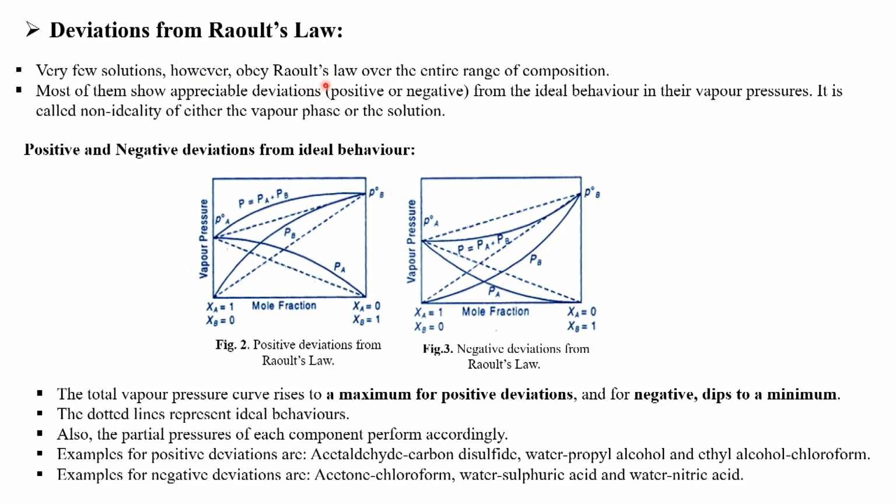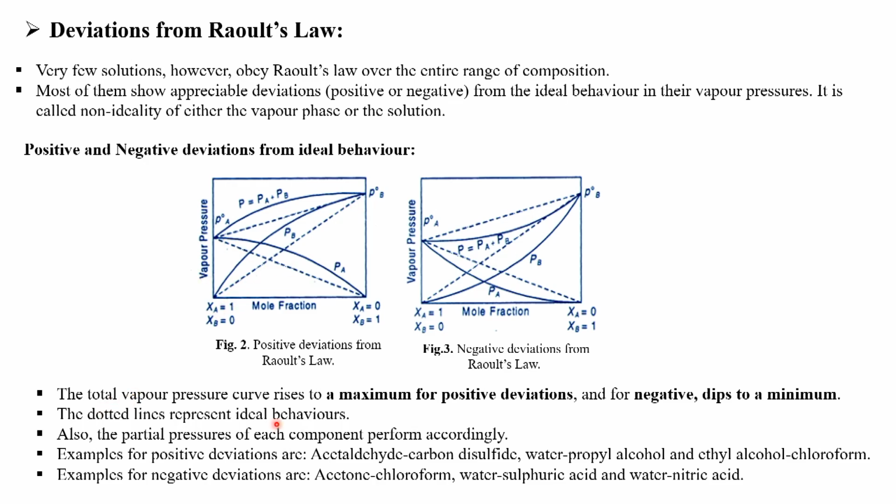Very few solutions, however, obey Raoult's law over the entire range of composition. Most of them show appreciable deviation, positive or negative, from the ideal behavior in their vapor pressures. It is called non-ideality of either the vapor phase or the solution. So we talk about positive and negative deviation from ideal behavior. This dotted line shows the ideal behavior. If the solution behaves ideally, then we consider this dotted line.